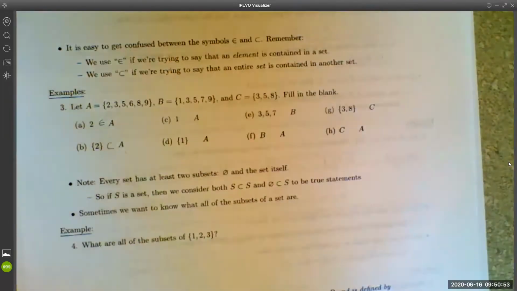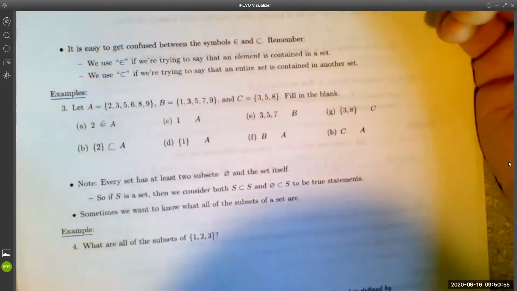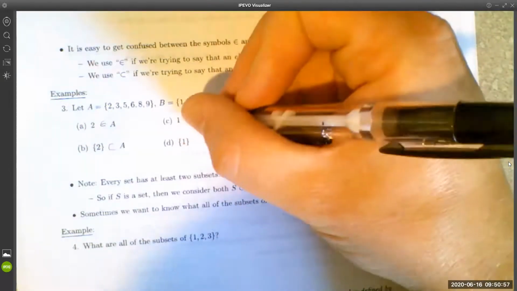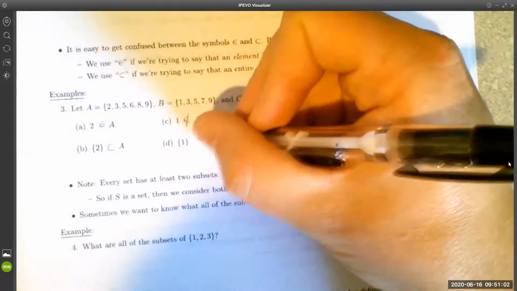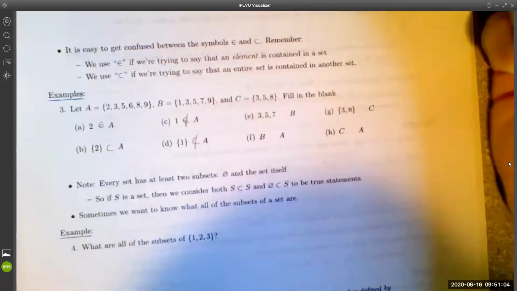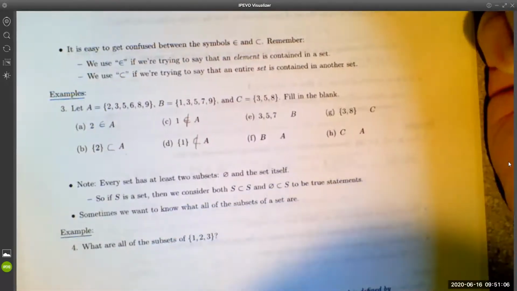So with that in mind, you would say here 1 is not an element of A. Also, 1 is not a subset of A. The set 1 is not a subset of A.